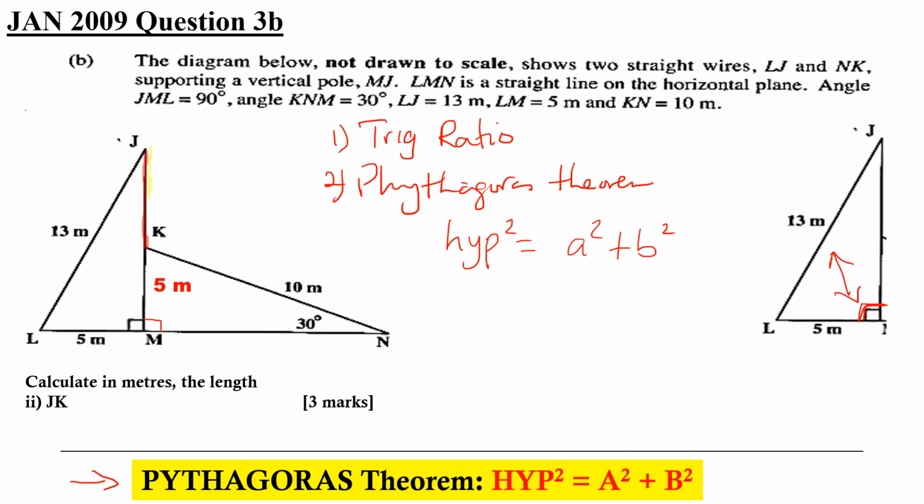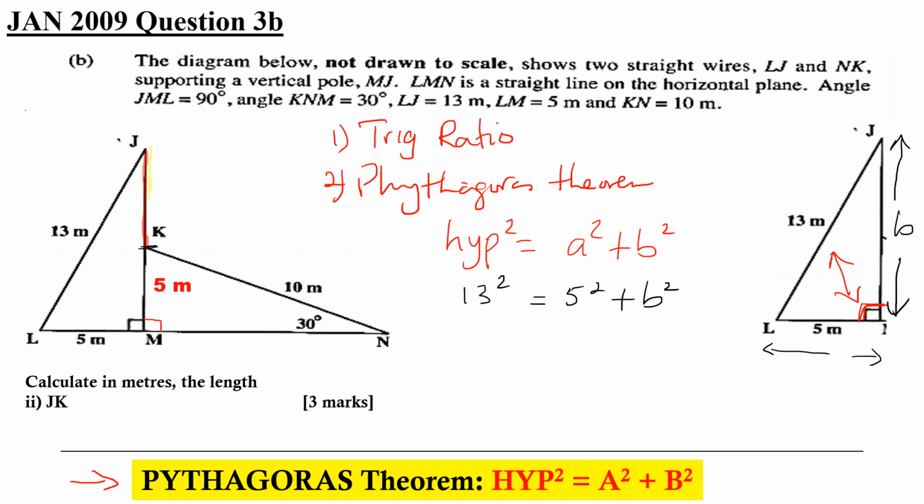So I'm going to write my 13 there, and it has to be squared, is equal to, now we have L, and that was LM, and it's 5 meters. So I can make that a. So I put 5 squared plus b squared. So obviously my b squared is going to be this length. Keeping in mind part of it is KM, but we will deal with that after we find JK. So I want to find b.